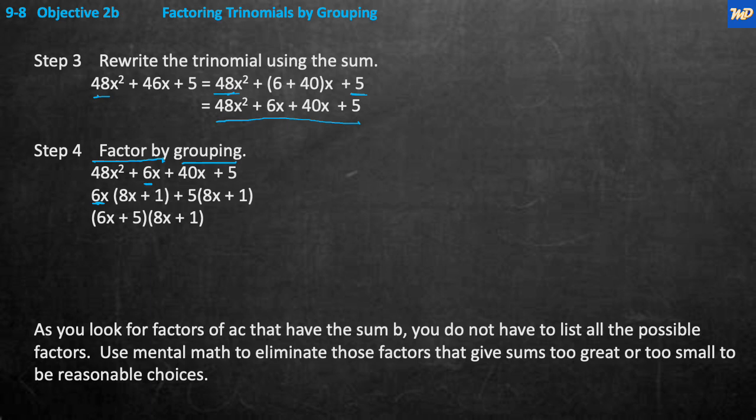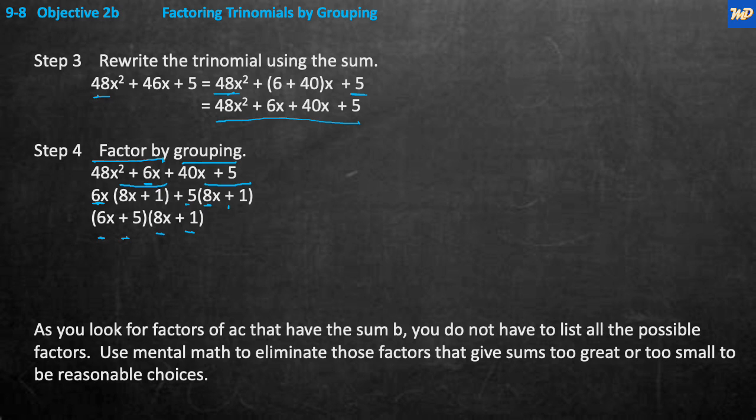So we take a 5 out, 40 will give us an 8x. So we take out the 5, and we're left with 8x plus 1. And here is our group that we're looking for. And now when we factor those two out, we're left with the 6x and the plus 5. So we have 6x plus 5 times 8x plus 1. That's it. It's factored.